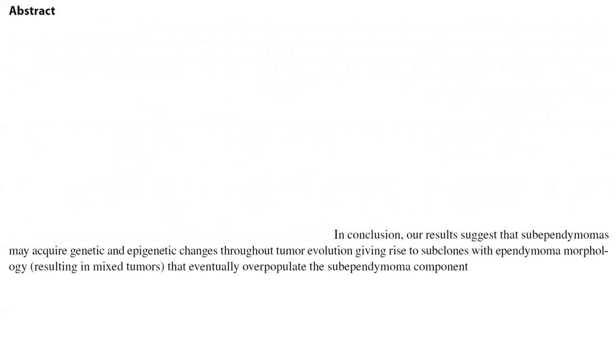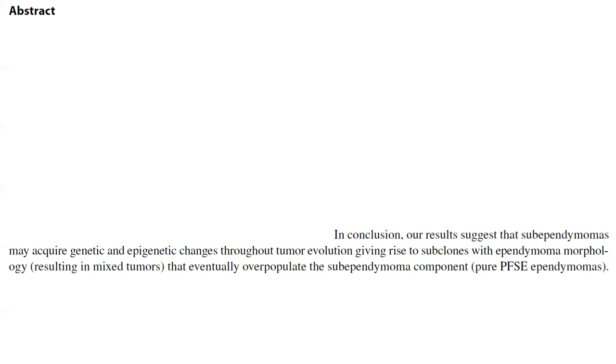In conclusion, our results suggest that subependymomas, born a subependymoma, may acquire genetic and epigenetic changes throughout tumor evolution over time if they're not resected, giving rise to subclones with ependymoma morphology, what would you call that, a mixed tumor, that eventually overpopulate the subependymoma component. What would you call that? Well, that would be a pure posterior fossa ependymoma. Yes, so that is the evolution.